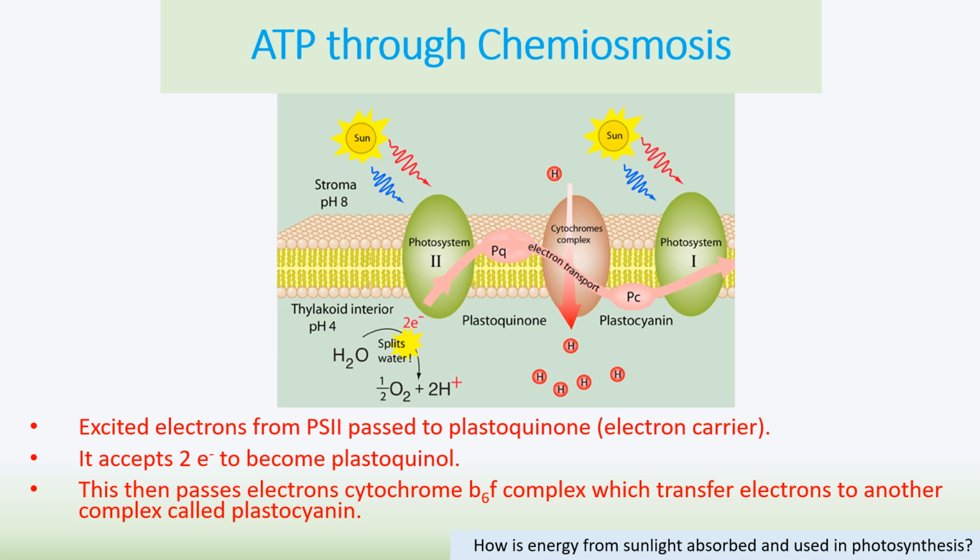The excited electrons then pass from photosystem 2 to the first electron carrier. I called it an electron carrier earlier, or cytochrome, but its proper name is plastoquinone. It accepts 2 electrons to become plastoquinol, and then these electrons are passed down through several complexes to transfer energy to another complex called plastocyanin. So these electron carriers have different names, which you need to be aware of.